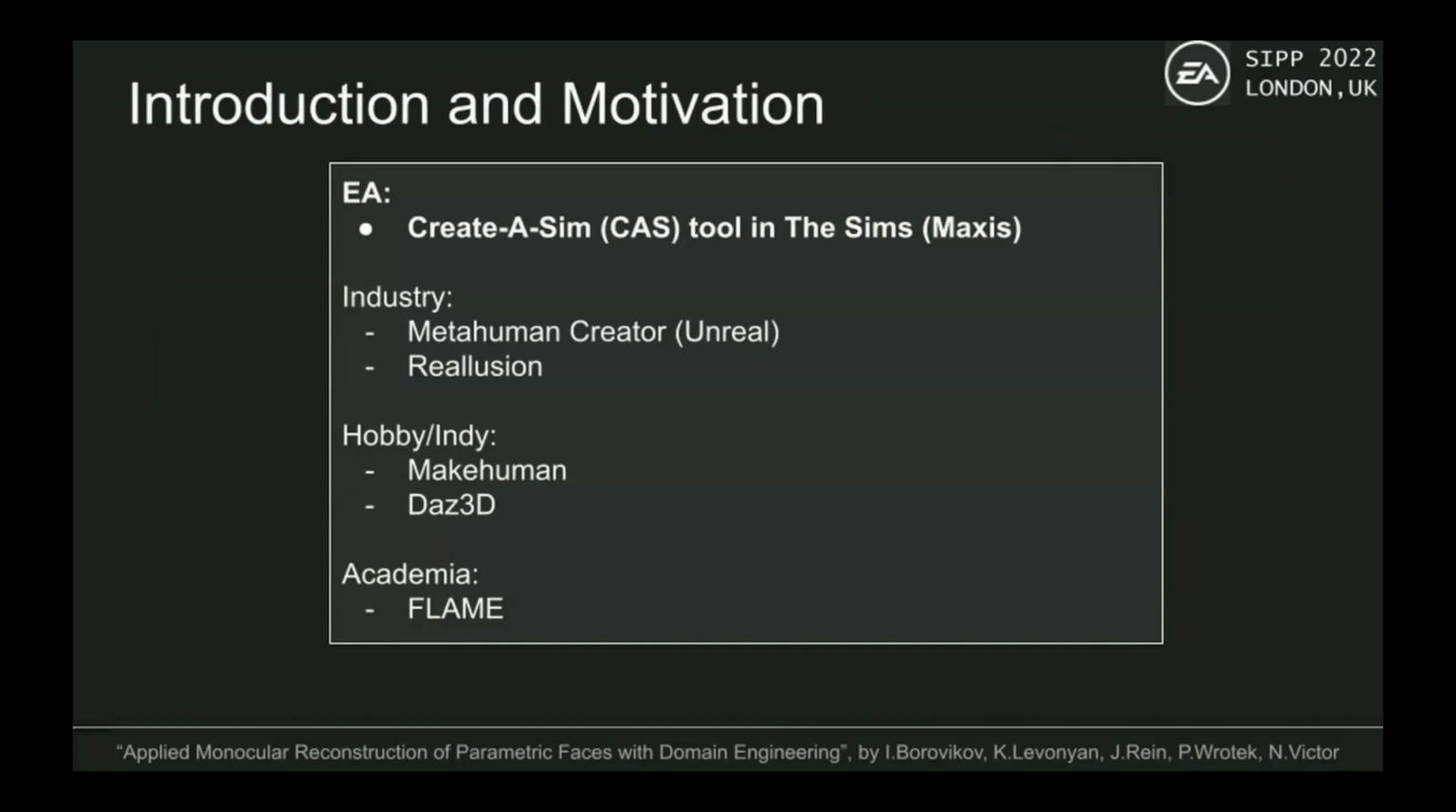Parametric models are not new by far, they are used widely. A well-known example in the industry is the Sims franchise, which offers the Create a Sim tool. It allows to control model parameters via direct manipulation and via selection of discrete elements. There are many more parametric models for modeling human heads in the industry and in the hobbyist domain. Some of them are listed on this slide.